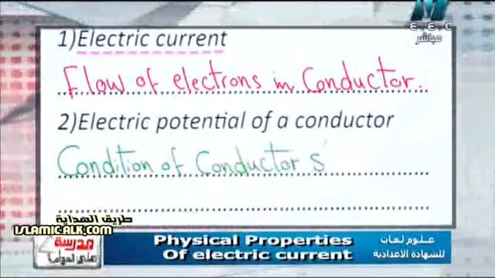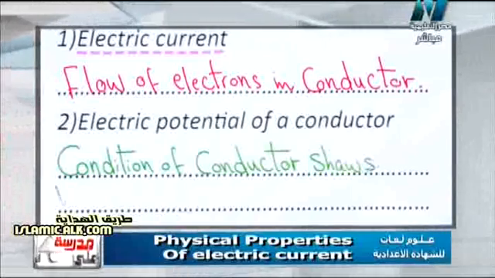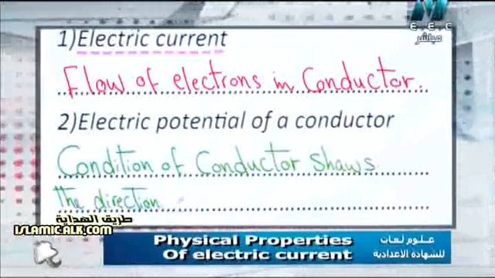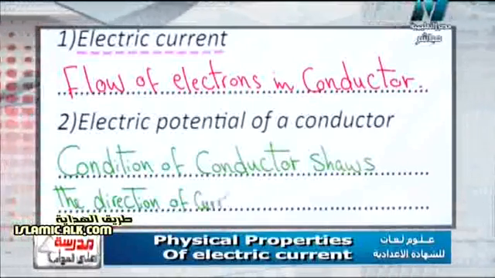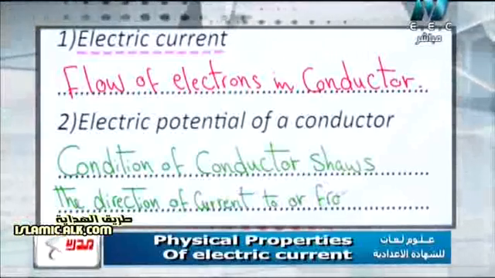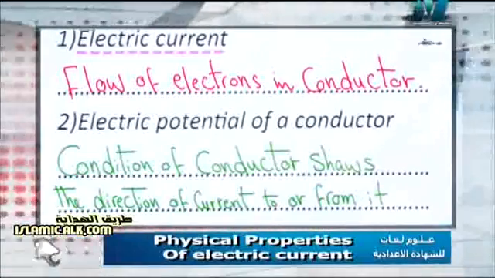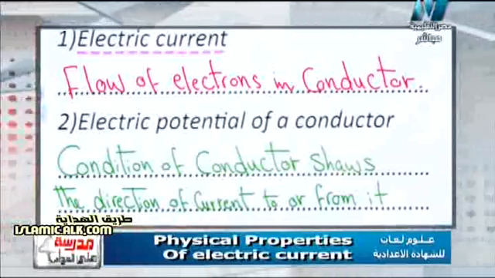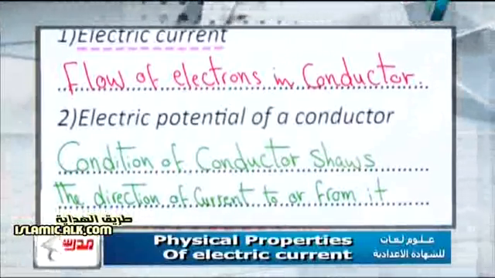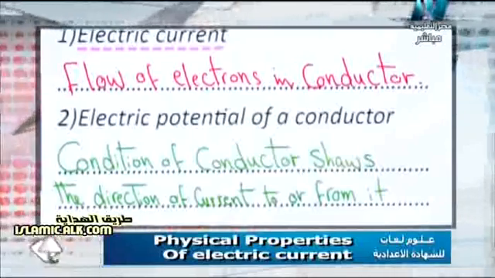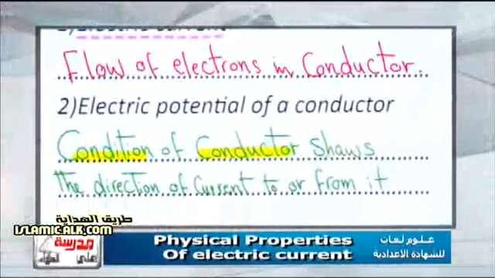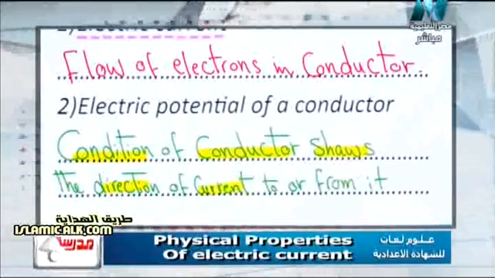It shows the direction of current to or from it. Does the electric current move out from the conductor, like the plug, or to the wire, like for example a television? So the condition of the conductor shows the direction of current to or from it, whether it comes out of it or goes into it.